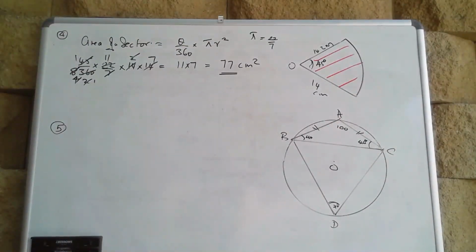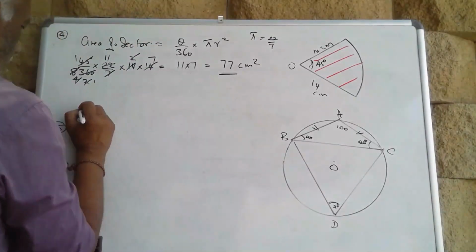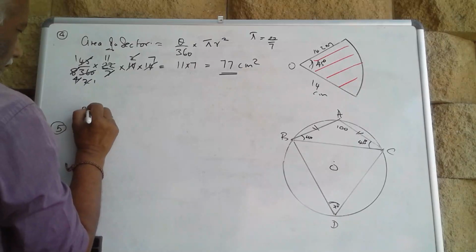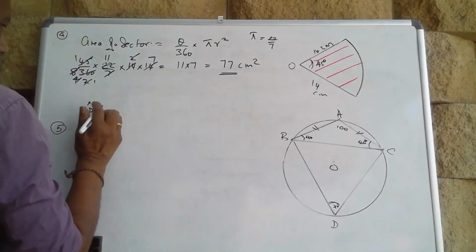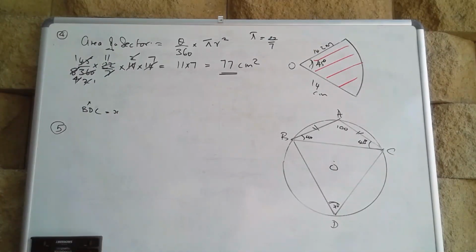But they ask for this question. Angle BDC. So I'm going to call it angle X degrees, BDC, which is equal to X. Okay. Do you know the rules of the circle theorem? If you don't know, you will have to give the reason for that.